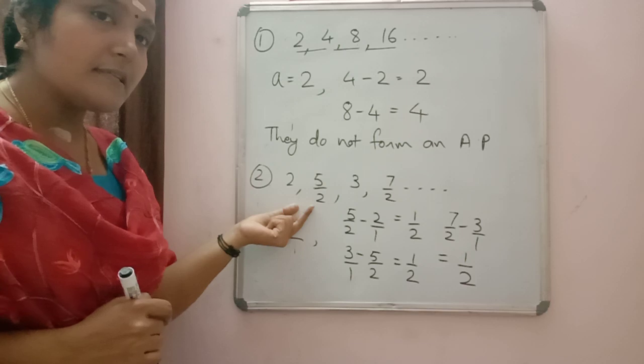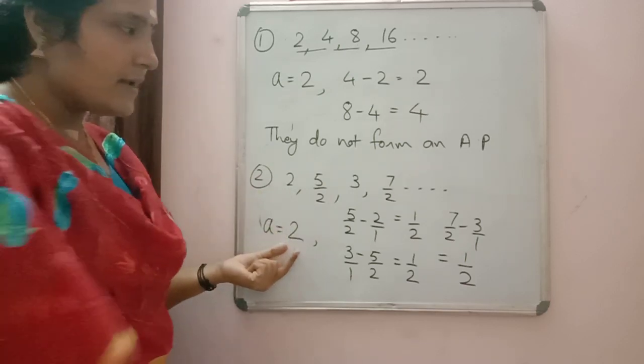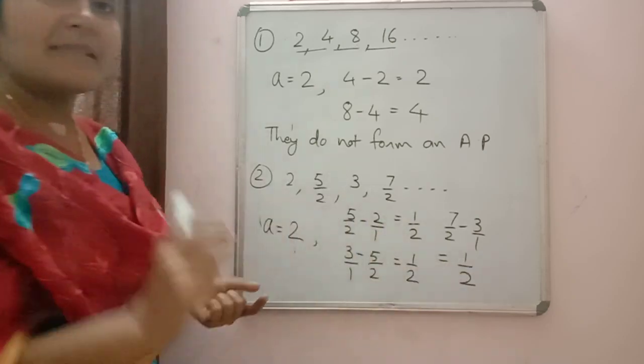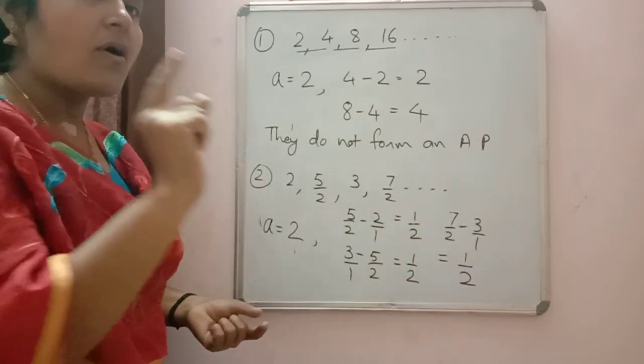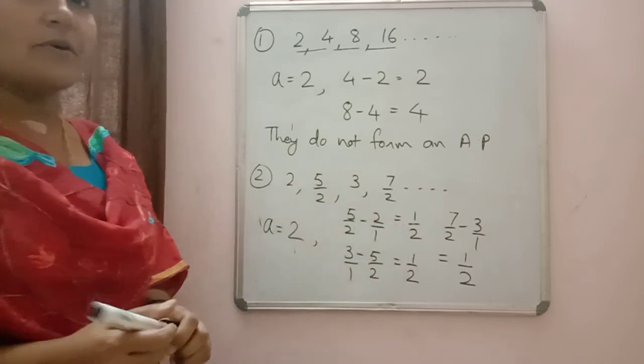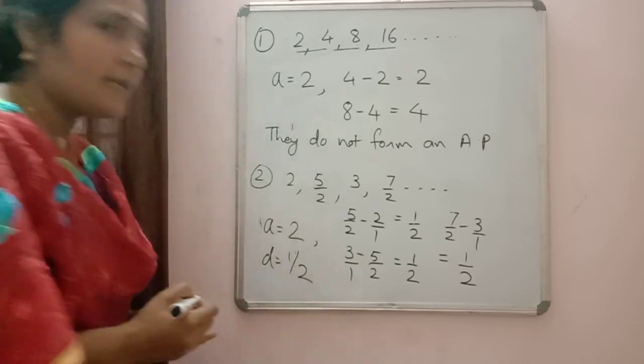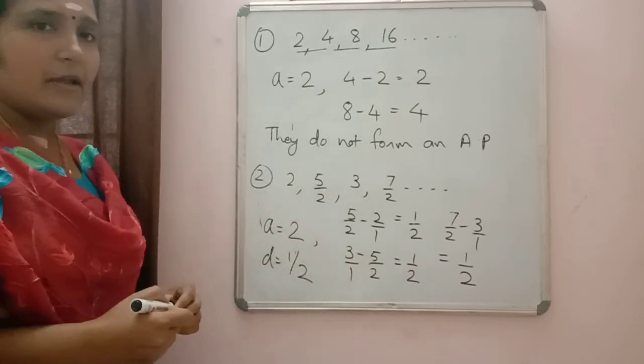And what is the first term of the AP? First term is equal to 2. And here these differences are same. That's why the name is given common difference. So we are getting D is equal to 1 by 2. So we'll write A is equal to 2 and D is equal to 1 by 2.